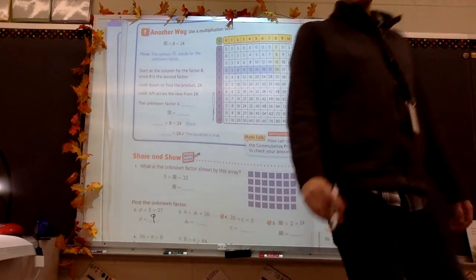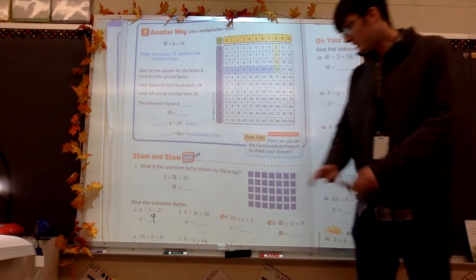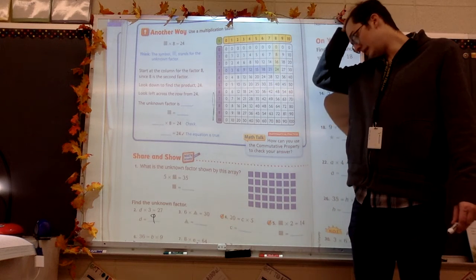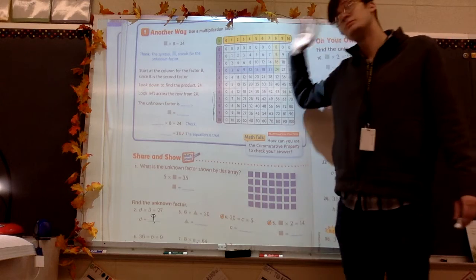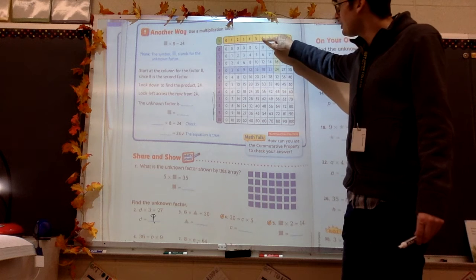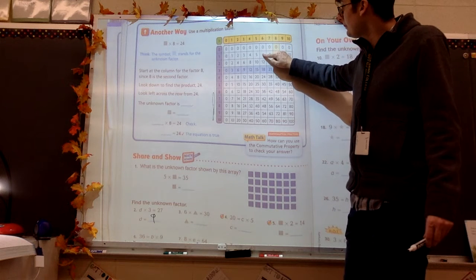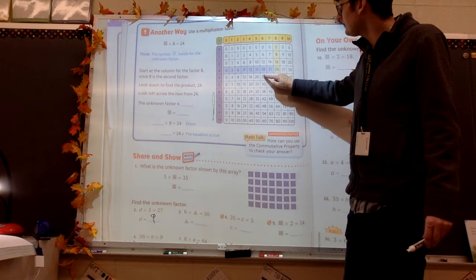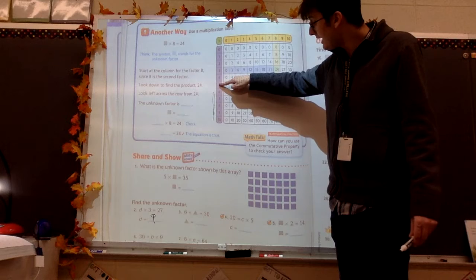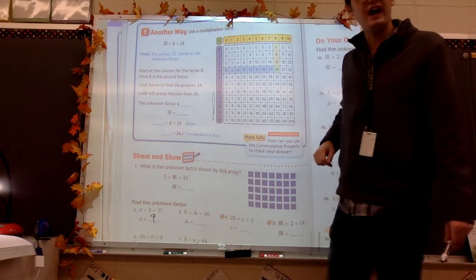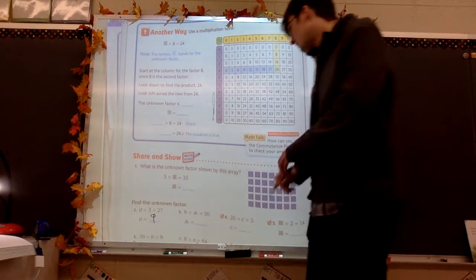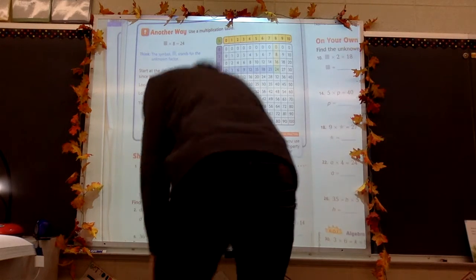We're going to continue this for the next few problems as well. So number 3 down here at the bottom says 6 times unknown factor equals 30. Do the same thing. Go up here. We find 6. We go down until we get to 30. That's 0. That's 6. That's 12. That's 18. That's 24. There's 30. We go all the way over here to the left. I see that's 5 here in the purple square. Boom. That checks out. So 5 times 6 equals 30.